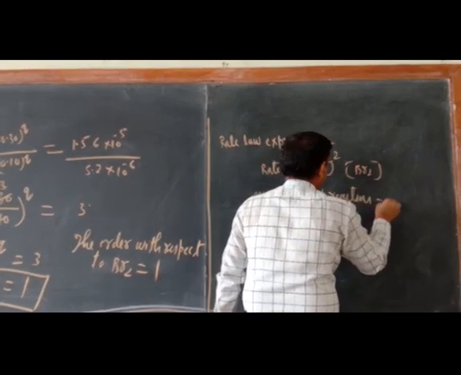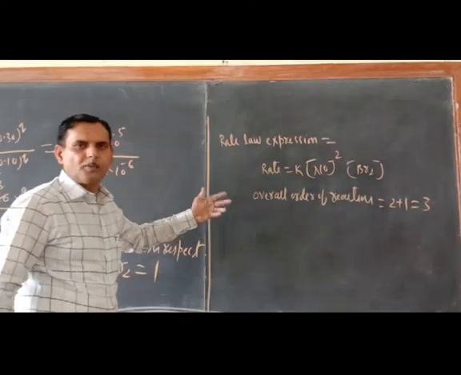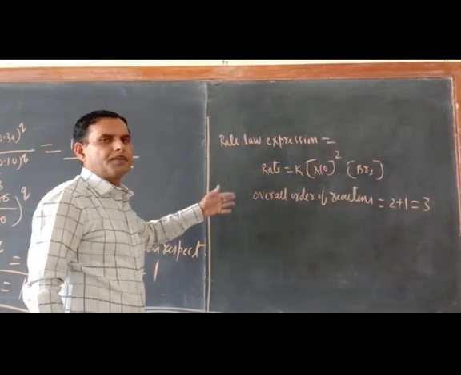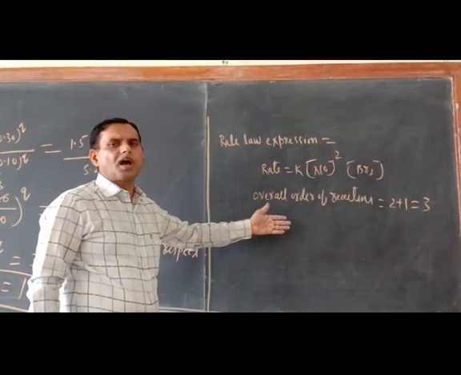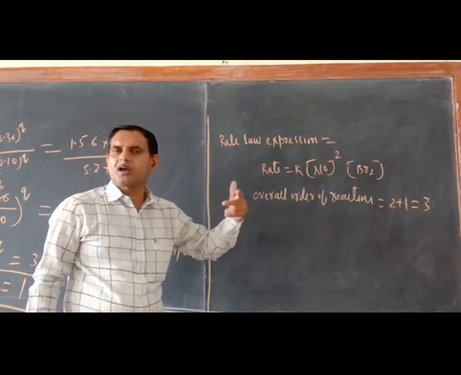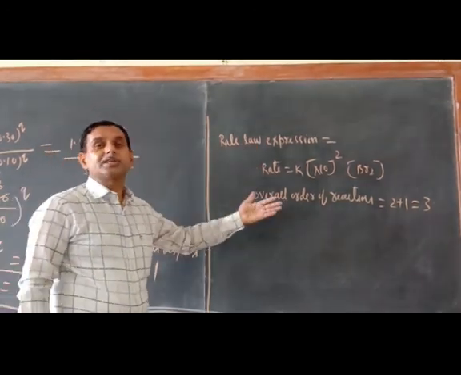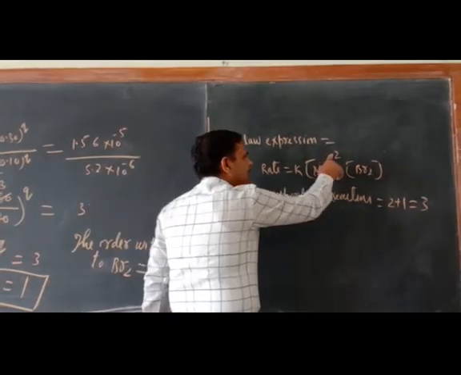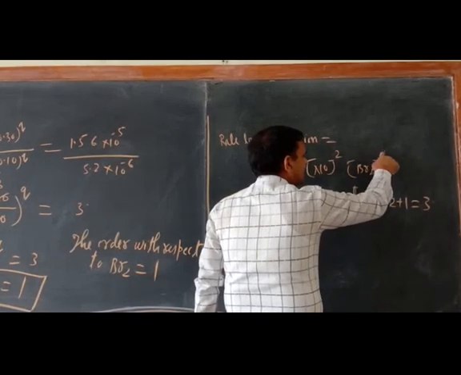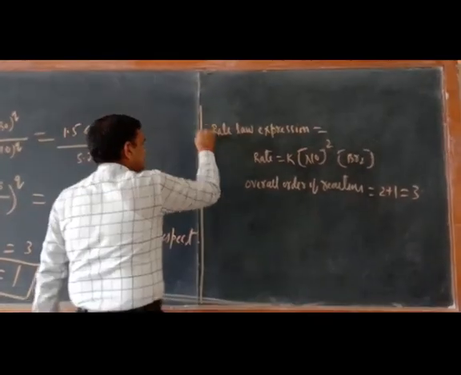So the overall order of reaction is equal to 2 plus 1. Even though in the question they have not asked what is the overall order of reaction, but if individual order of reaction we have calculated, we can easily calculate the overall order of reaction, because overall order of reaction is sum of the powers of each concentration term. So we have got here P and Q. Here 2 is P and here 1 is Q. So 2 plus 1 equal to 3.